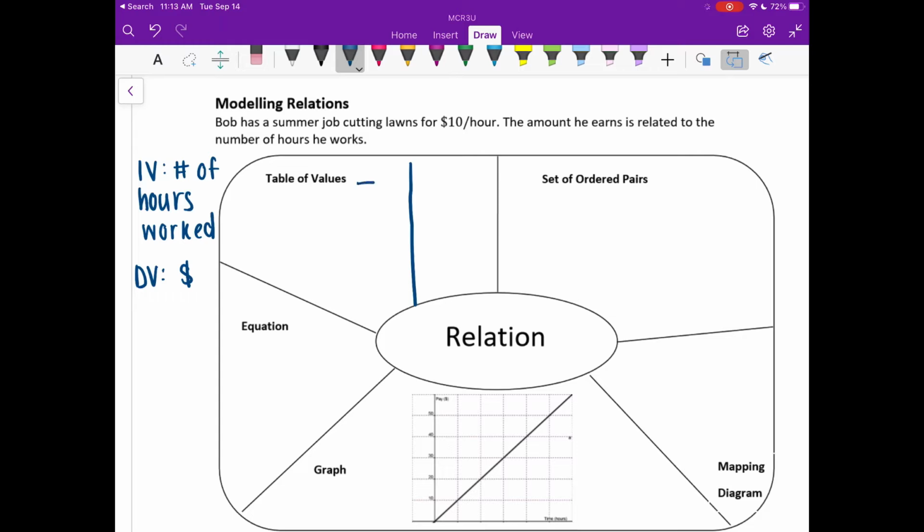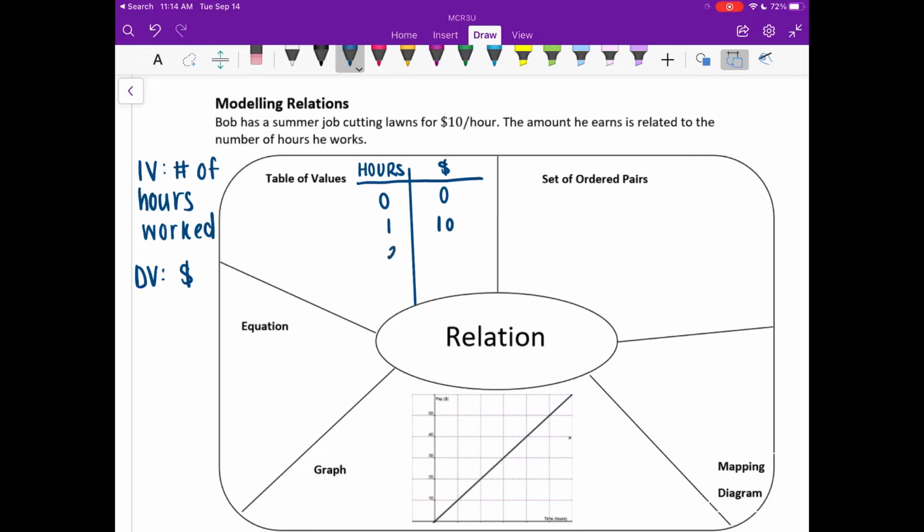So I'm going to draw a table of values. We have hours worked, which is going to be our independent variable, so our x, and then the amount of money he makes, which is going to be our y. If he works 0 hours, he'll make $0. If he works 1 hour, how much will he make? $10. Awesome.